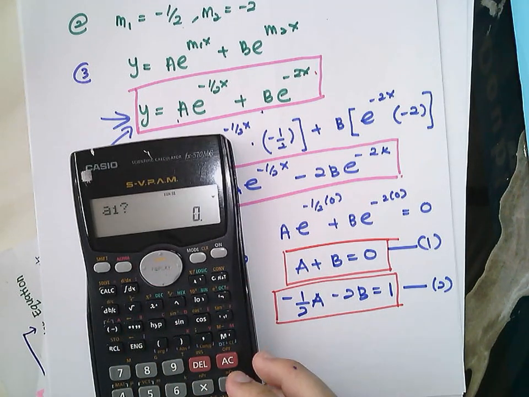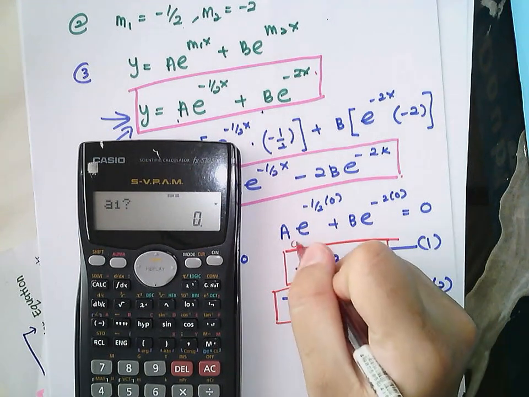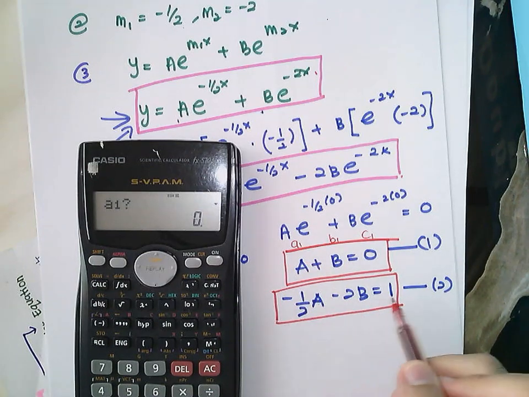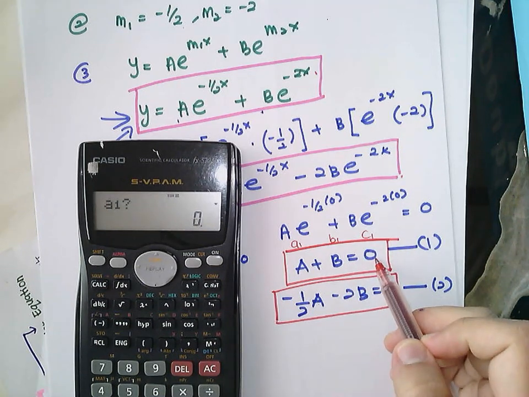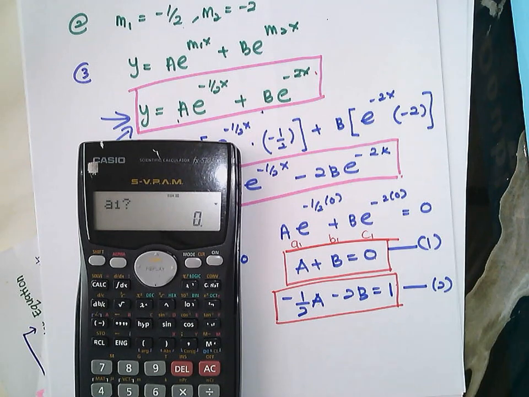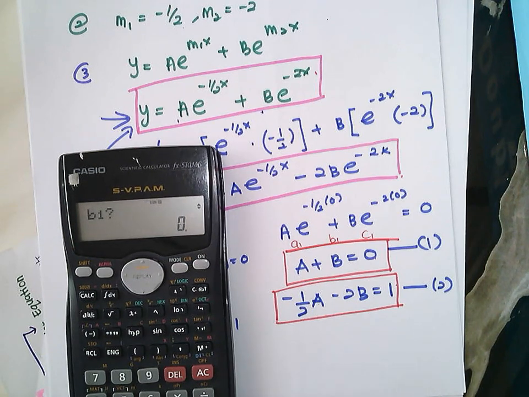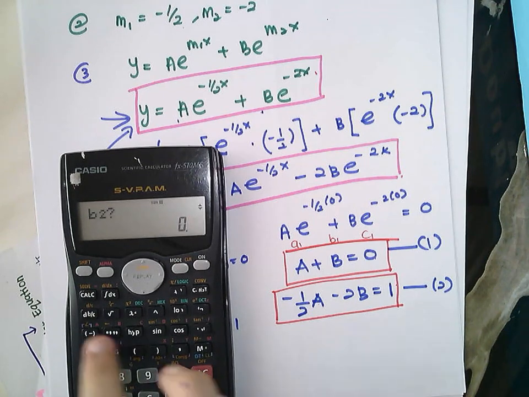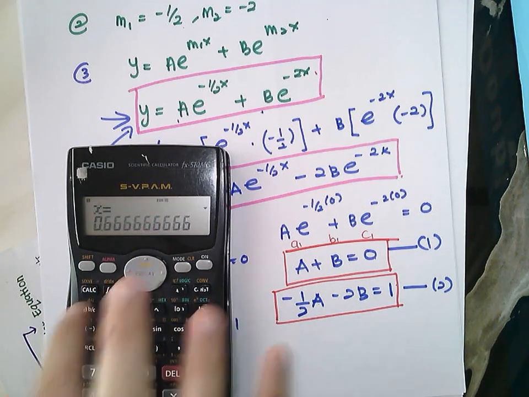Now you have to key in. This one will represent your a1, b1, c1. Same goes for this one, a2, b2, c2. You don't have to bring what you have on your right hand side to your left hand side. Just take this value as c1 and this value as c2. So a1 is equal to 1, b1 is equal to 1, c1 is equal to 0. Another one is a2 is equal to negative 1 over 2, b2 is equal to negative 2, and c2 is equal to 1.